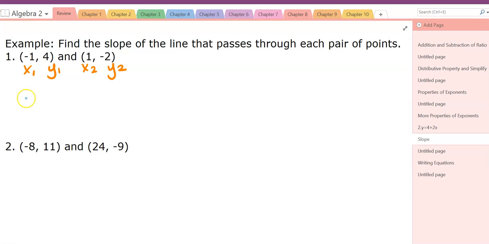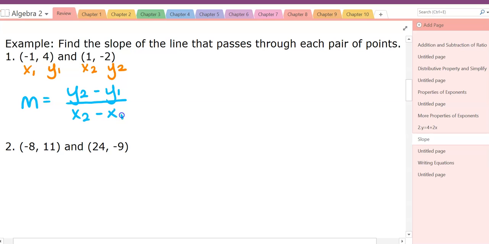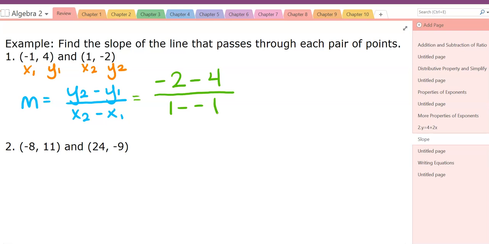Okay, so my equation said it's y2 minus y1 over x2 minus x1, like that. So just plug in how you labeled it. So I'm going to put -2 in, -4, and then 1 minus -1. Now, it really doesn't matter the order that you did that. So if you had labeled it opposite, or if you did 4 minus -2, -1 minus 1, you're going to get the same answer. Just make sure however you set up the y's, you set up the x's the same way, that you don't flip-flop them.